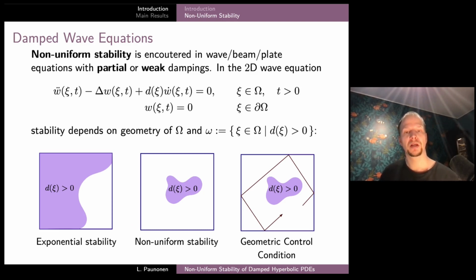And these two cases can be distinguished using the so-called geometric control condition, which tests whether or not all the rays reflecting optically from the boundaries of the spatial domain meet the damping region, or alternatively fail to do so. And in the case where this condition fails, we indeed always get non-uniform stability, and this mainly just illustrates that non-uniform stability is quite a typical form of stability for damped wave equations.